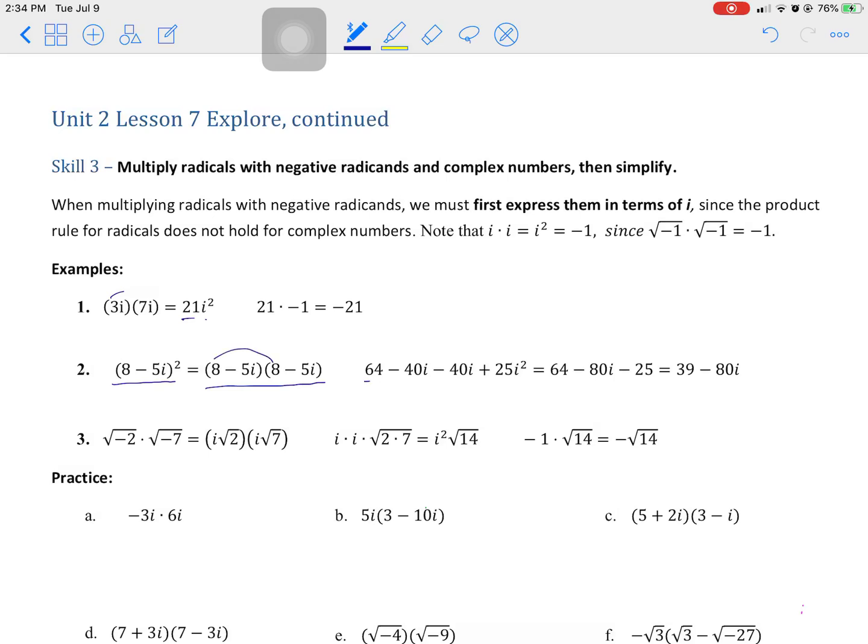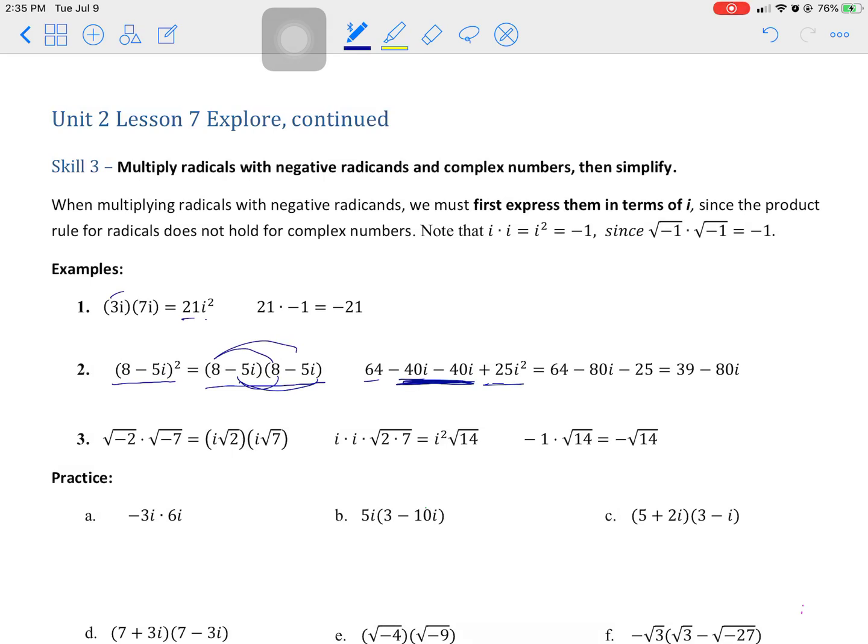So 8 times 8, 64. Negative 40i. Negative 40i. Negative times negative is a positive. 5 times 5 is 25. i times i is i squared. Then we combine like terms and get 64 minus 80i.